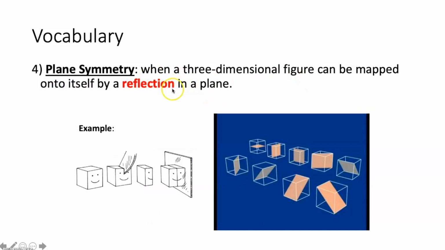Plane symmetry is when a three-dimensional figure can be mapped onto itself by a reflection in a plane. So plane symmetry is just like line symmetry, except line symmetry is two-dimensional, whereas plane symmetry is for three-dimensional figures. So if I were to chop a box like this in half right down the middle, as you can see, this figure would have plane symmetry because it's exactly the same on this side as it is on this side if I were to cut it in half with a plane. Same thing over here, these cubes. If I were to cut them with these given planes in orange, they would be the same on either side, meaning that they would have plane symmetry.